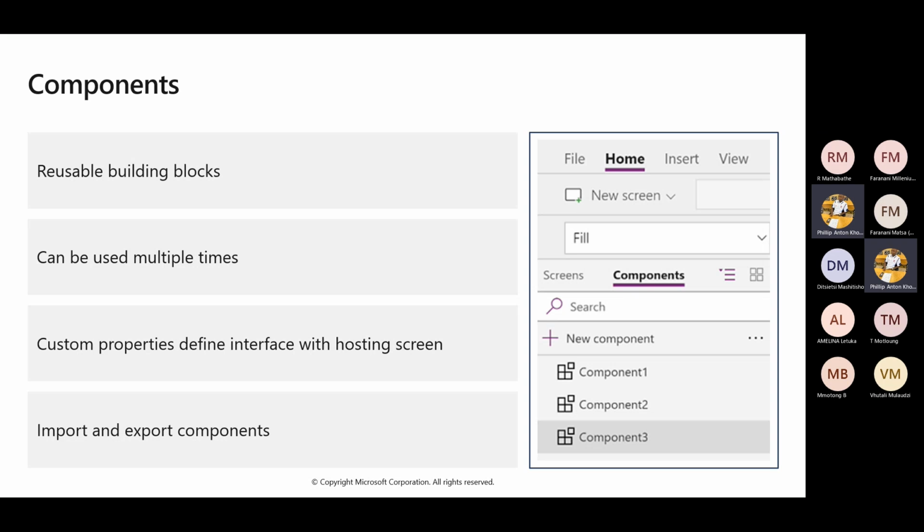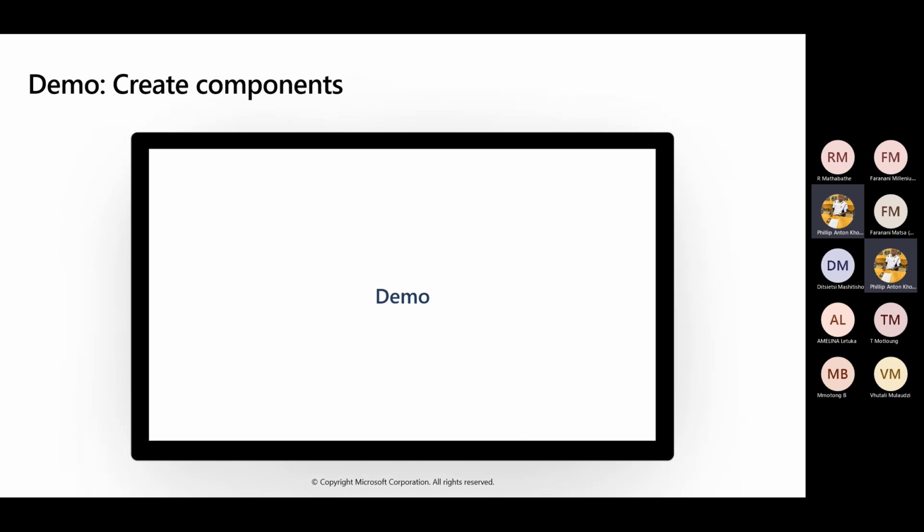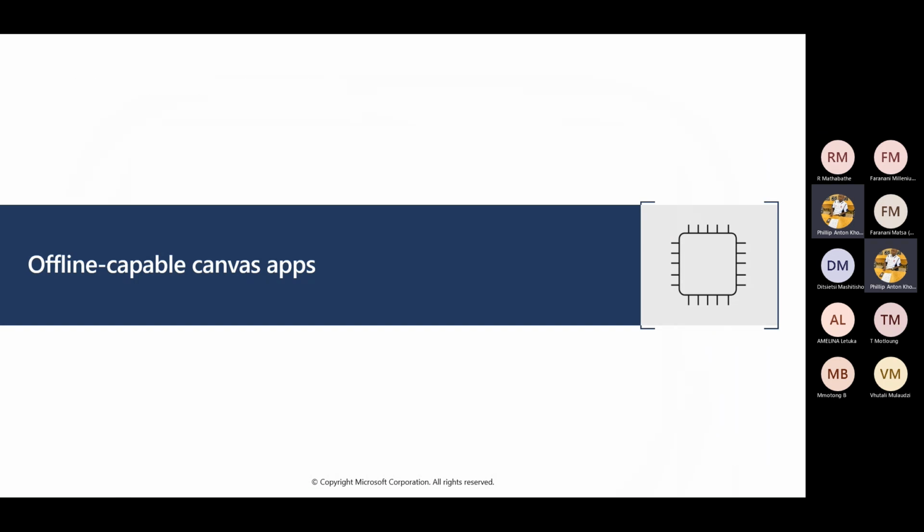So you would find components near the screens in your left side pane. Okay. And then we have component custom properties, which can be input or output, and the default value is assigned based on the data type. And then we have a demo where you create a component.